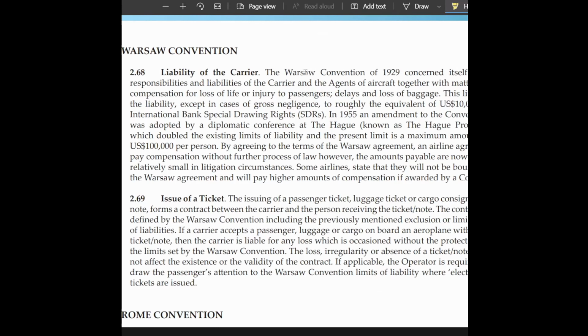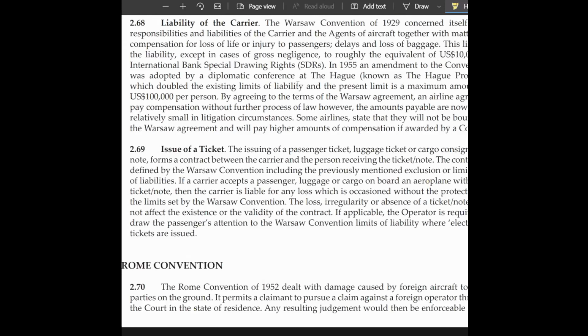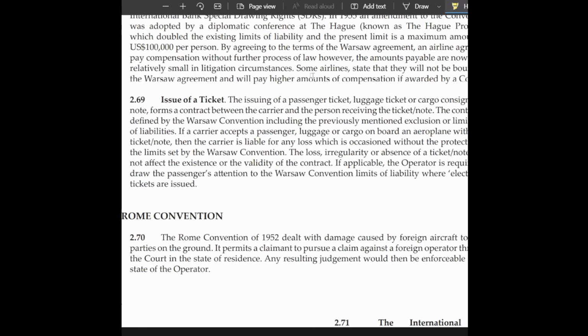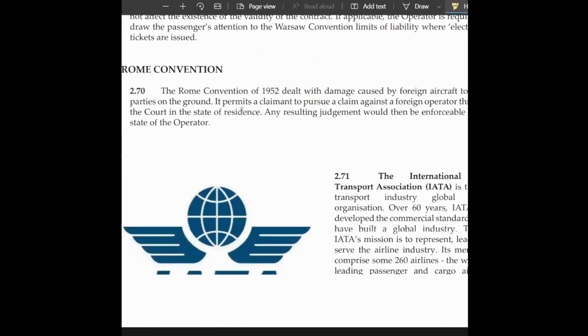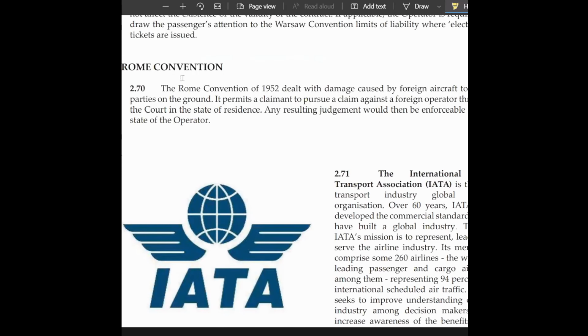All right. Liability of the carrier, blah, blah, blah. This again, read through it. Issue of ticket, you can just read through it. Rome Convention, just one line is sufficient. It deals with, for example, damage.